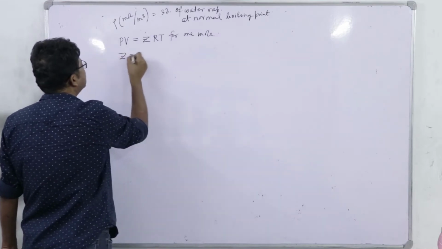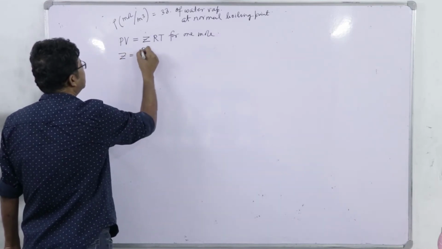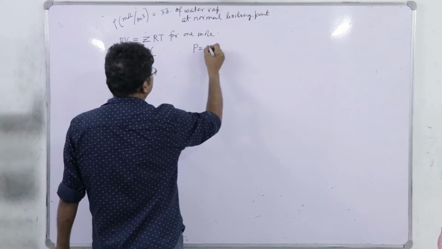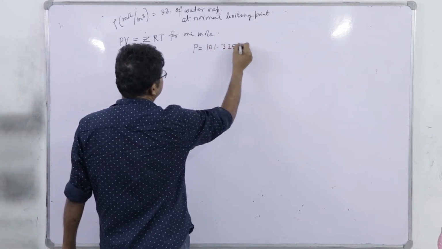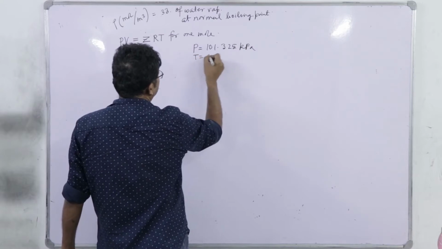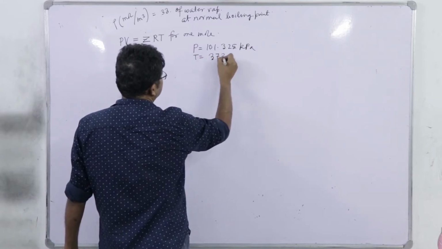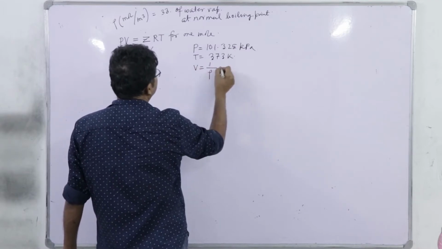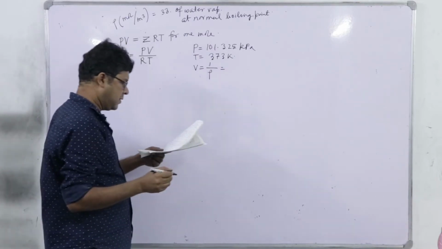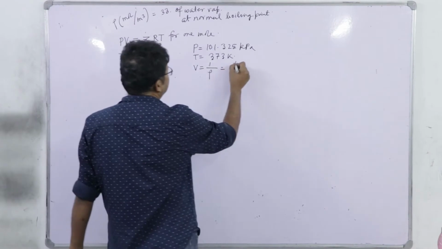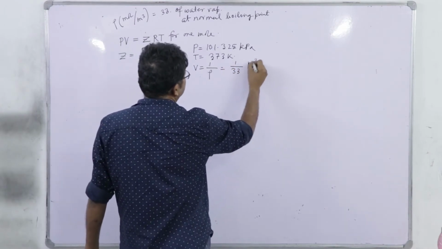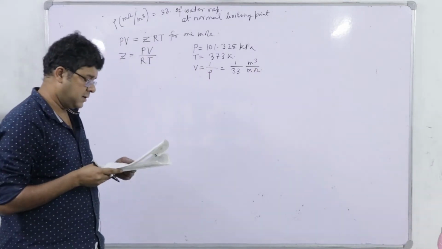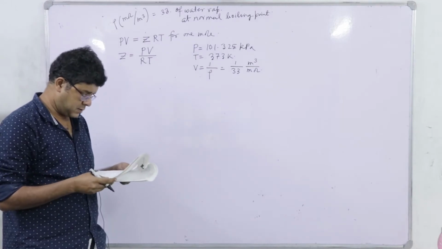So, Z, you see it is PV by RT. Now, P equal to 101.325 kilopascal, normal boiling point T is 373 Kelvin, right, and V is given as 1 divided by rho, which is 1 divided by 33 meter cube per mole. So, if I substitute the values, I can get an approximate Z. Okay.